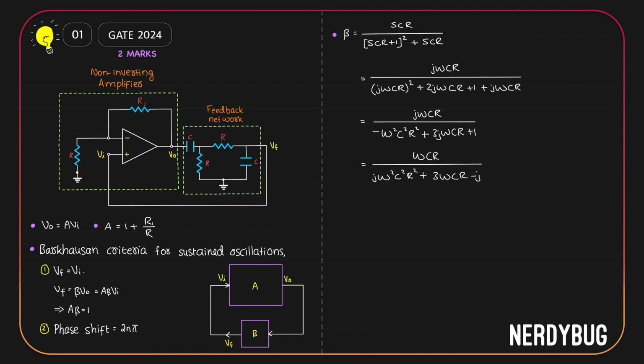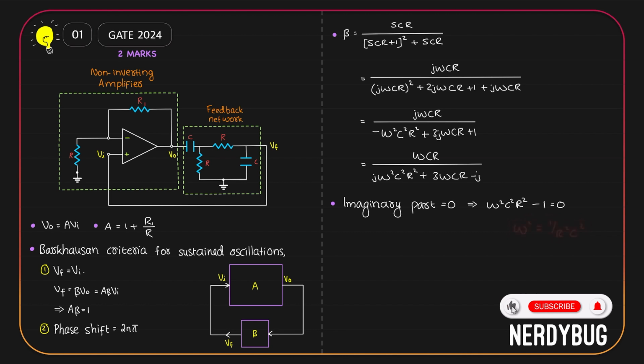Now the second criteria for sustained oscillations is that phase shift should not be there. That means in the denominator here we should not have any imaginary term. Here with j, we have omega square C square R square and minus 1. So for no phase shift, omega square C square R square minus 1 should be equal to 0. That means omega square should be equal to 1 by R square C square. Taking root on both sides, we can write omega should be equal to 1 by RC. If omega is 1 by RC, then frequency is 1 by 2 pi RC. This is the frequency of oscillation.